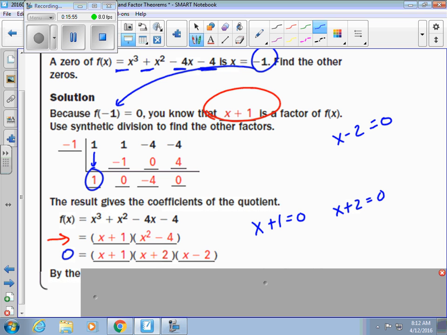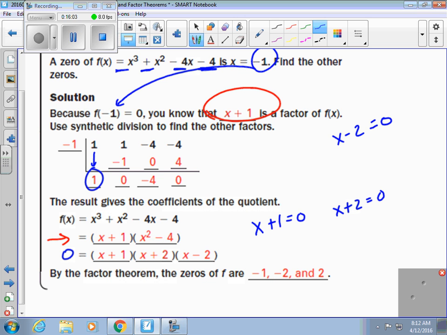So when you undo all of those, when you subtract 1 on both sides, you get x is negative 1. When you subtract 2 on both sides, you get x is negative 2. And when you add 2 to both sides, you get x is positive 2. So the three zeros that go along with this are negative 1, negative 2, and 2.